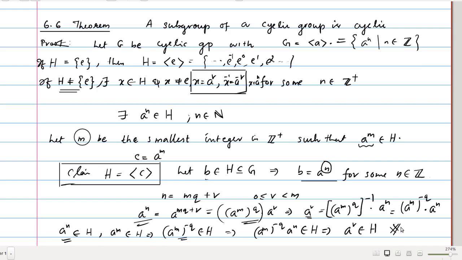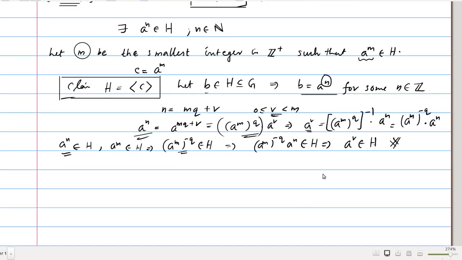This is a contradiction, because r is less than m and a raised to r belongs to H. So this contradicts the fact that m is the smallest integer in Z plus such that a raised to m belongs to H. We have already assumed that m is the least positive integer such that a raised to m belongs to H, yet here a raised to r belongs to H where r is strictly less than m. So that is a contradiction. This contradiction leads to the fact that r is 0.